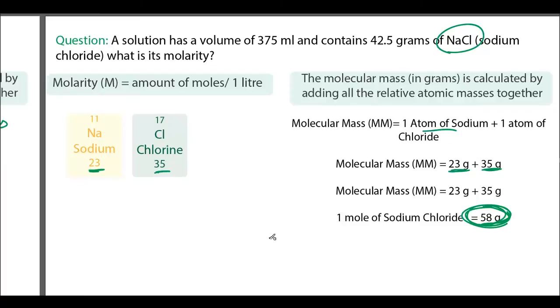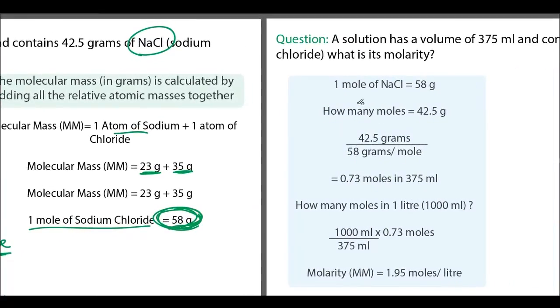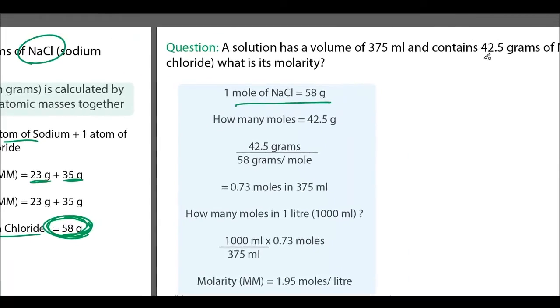So what's interesting about that? Well, 1 mole of sodium chloride equals 58 grams, and we need to find out the molarity, which is the amount of moles in 1 litre. So using the value of 58, 1 mole of sodium chloride equals 58 grams. We haven't got 58 grams, we have got 42.5 grams. So how many moles are there in 42.5 grams?